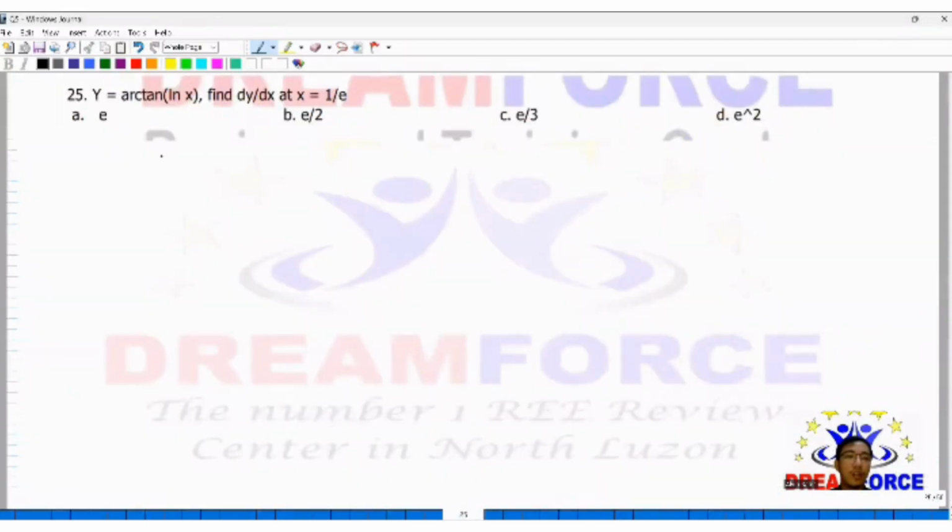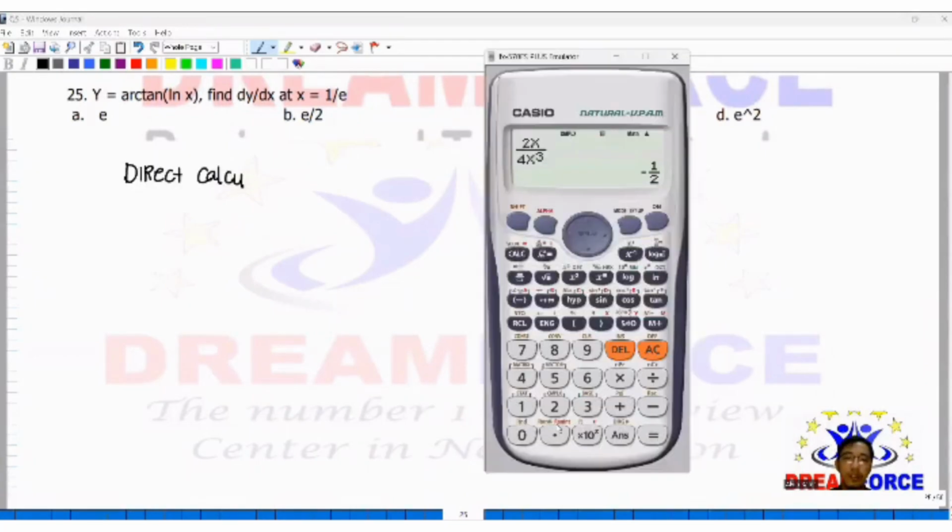y is equal to arc tan ln x. Find dy/dx at x equals 1 over e. So, direct calculate. So, just simply derive. Balik ka sa mode 1. Take note dito naka-trigo function tayo. So, dapat naka-radians yung calculator. So, derivative ng inverse tangent ng ln of x.